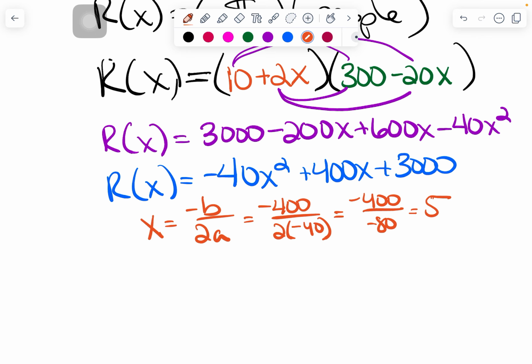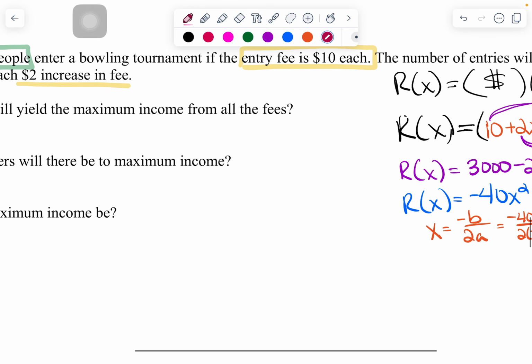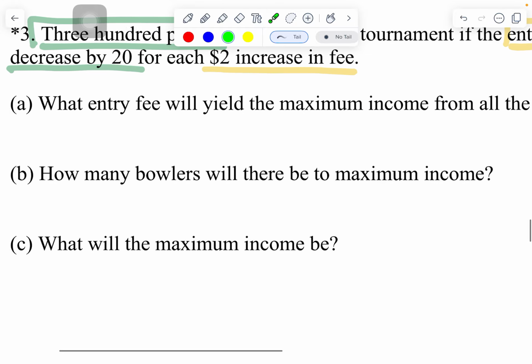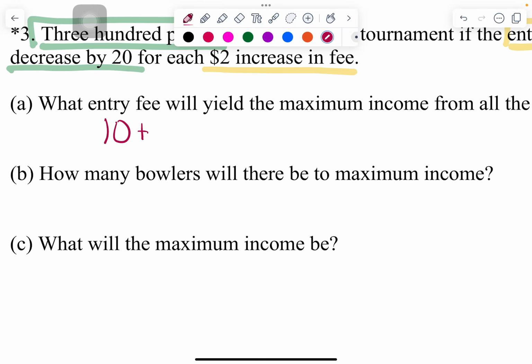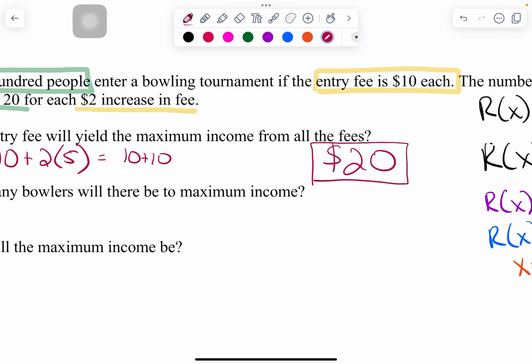So for the first question, let's go back to this one, what entry fee will yield the maximum? So we're going to be talking about money here. All right, so we're going to use this 10 plus 2x, and we're going to use x is equal to 5. All right, so let's grab a marker here. 10 plus 2x, but x is 5. So that's going to be 10 plus 10. So what entry fee will be the maximum income? That is going to be a $20 entry fee.